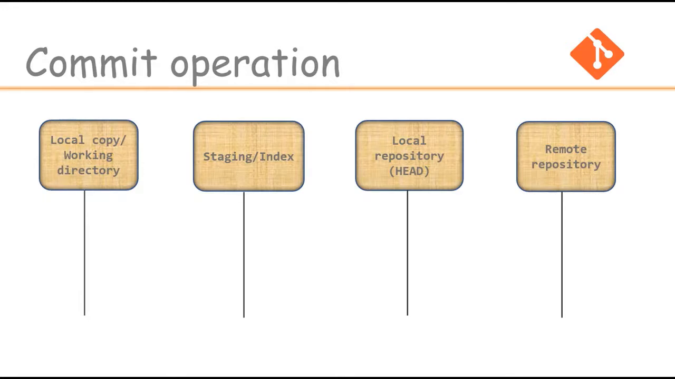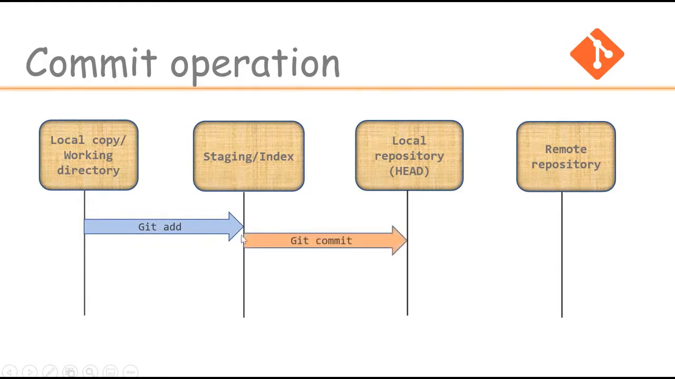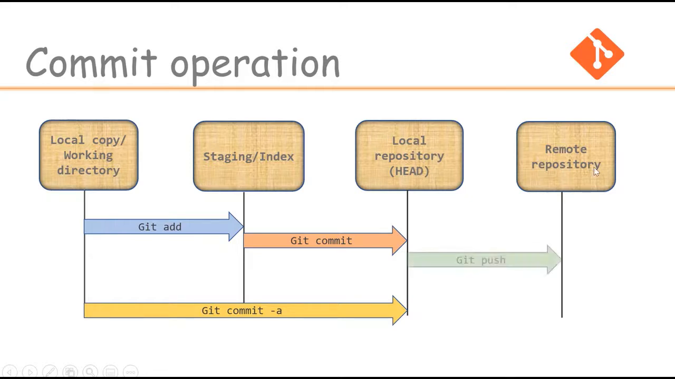So let's summarize this. If you want to send your uncommitted changes to the remote repository, first you need to add your changes to the staging area by using the git add command. Then you can commit the changes from staging to the local repository by using the git commit command. And if you want this done in one step, then we have a command like git commit -a, which will directly send the changes done in your working directory to the local repository. And in order to push the changes in the local repository to the remote repository, you need to use the git push command.